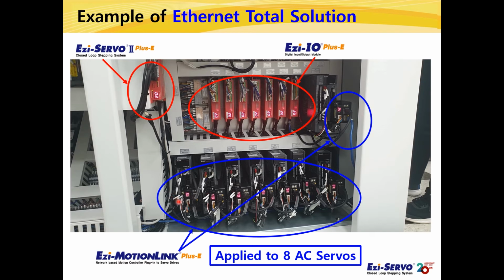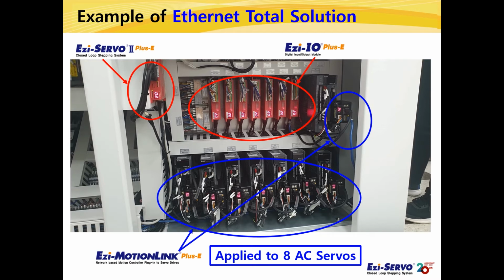Ezi-MOTIONLINKs are connected by daisy chain using Ethernet ports, and they are also connected with Ezi-SERVO 2 Plus-E and Ezi-IO Plus-E of FASTECH by daisy chain through Ethernet communication. With simple wiring, AC Servo and Ezi-SERVO can be driven by one Ethernet network at the same time. At this machine, I/O module is also connected.